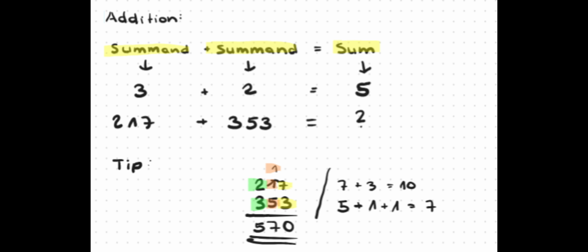First, 7 plus 3 equals 10, which means you have to write 0 as the first digit so that you can add the second digit to the other second digits. This also means that you can calculate 5 plus 1 plus 1. This gives 7, then finally 2 plus 3 gives 5, and then we have the solution, which is 570.